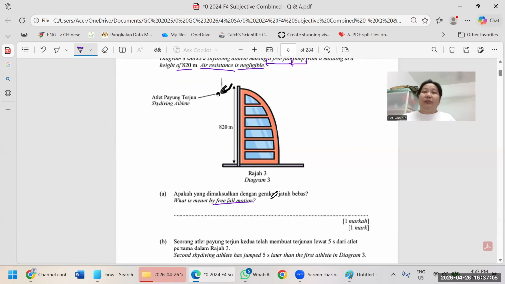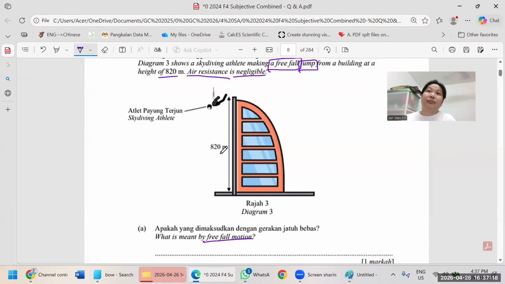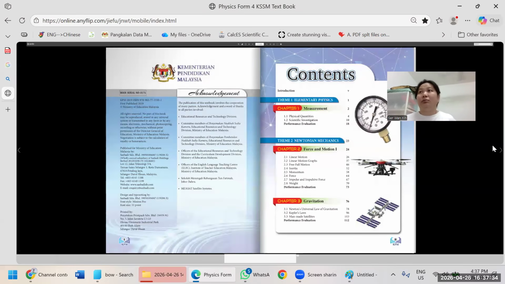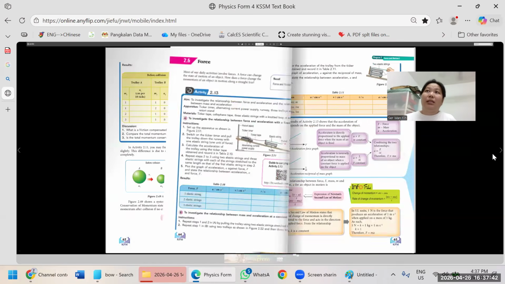What is meant by free fall motion? Do you memorize already? Now you know why in the class I always ask you to memorize that. Actually, in physics, the terms and the things you need to memorize are very, very, very few. But when I ask you to memorize, it means you really need to memorize.